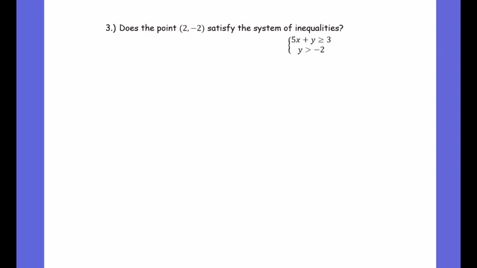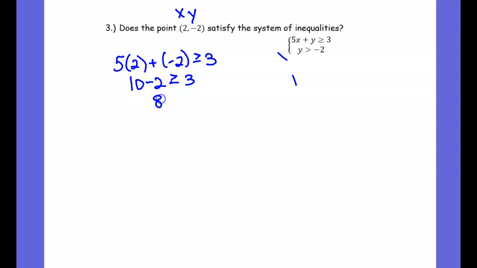Now we're just going to look at it and see if the point (2, -2) satisfies the system of inequalities. So you can actually look at this problem 2 different ways. You can just plug the 2 values in, your x and your y, and remember it has to be true for both. So when we plug it in, we've got 5 times 2 plus our y, which is negative 2. Is that greater than or equal to 3? 10 minus 2 is greater than or equal to 3. We've got 8 is greater than or equal to 3. So that's true. But it's got to be true for both inequalities.